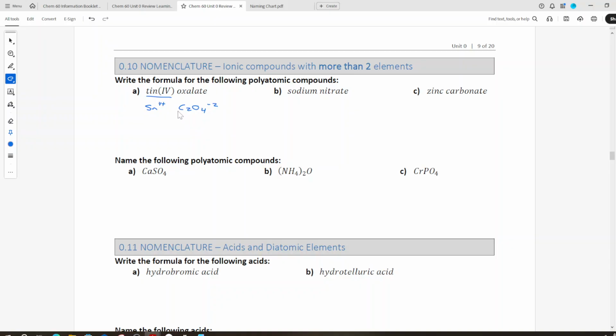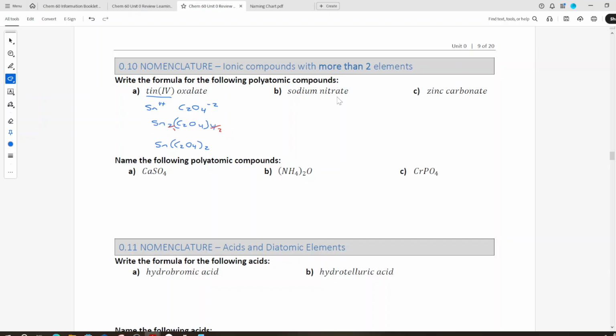Then we're going to use our crisscross. We're going to bring the 4 down and the 2 down so that you would get Sn2(C2O4)4. Now you need to start using brackets because the subscript applies to the whole compound. And then be careful. Whenever you're finishing, you make sure that you put these in lowest terms. So we're going to put that as a 1 and that as a 2. And we are going to say that the chemical formula for this is Sn(C2O4)2. Awesome.